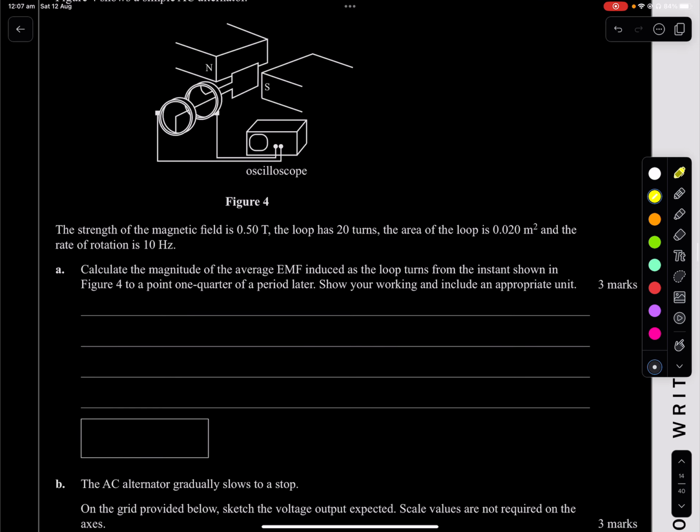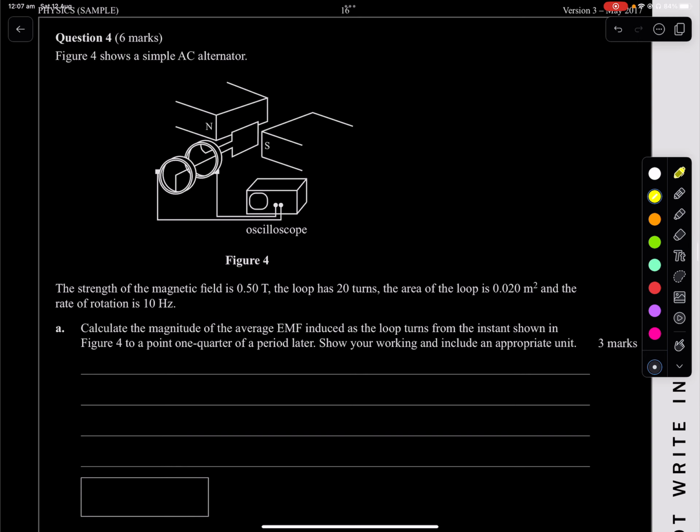Figure 4 shows a sample AC alternator. The strength of the magnetic field is 0.5. A loop has 20 turns, the area of the loop is this, and the rate of rotation is 10 Hz. Calculate the average EMF induced as the loop turns from the instant shown in figure 4 to a point 1/4 of the period later. Show your working and include an appropriate unit. So what we can see right now is that the magnetic flux is at its maximum.